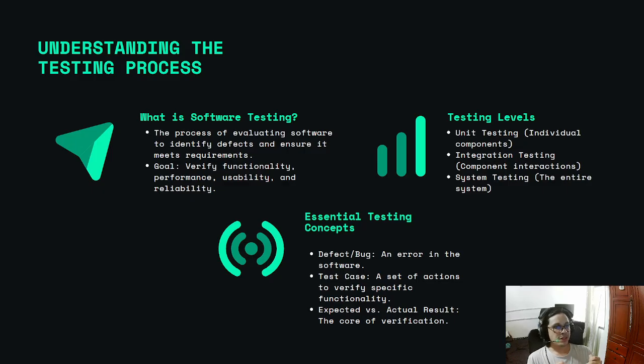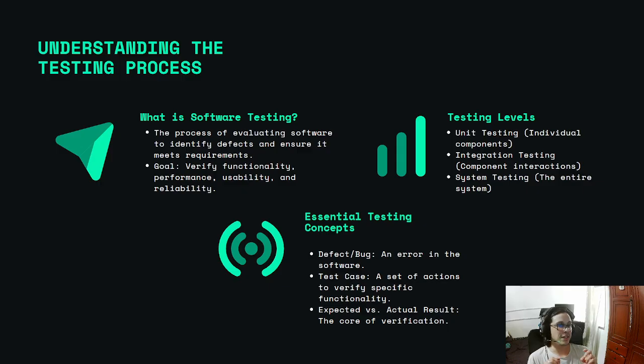There are different testing levels. Number one, unit testing. This is checking individual parts like a single button or function. Number two, integration testing. This checks how different parts work together. Number three, system testing. This checks the whole complete system.